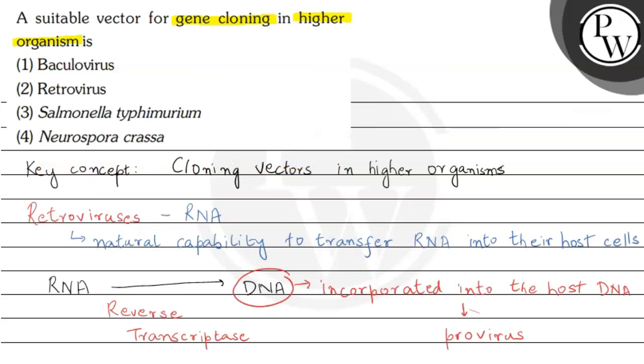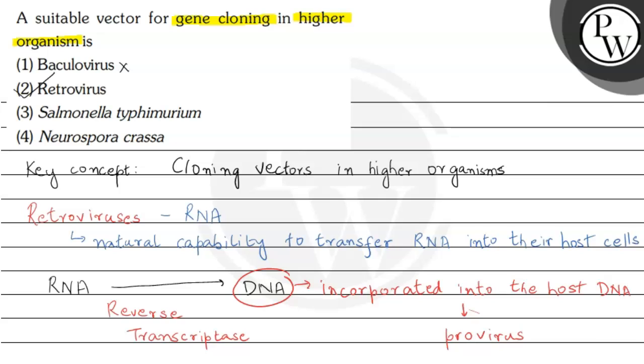So now if we come back to the question, then baculovirus is the first option. So this won't be the answer because baculovirus is not utilized for gene transfer in higher organisms, but instead it is only used in case of silkworms. Then we have retrovirus. So we studied that retroviruses are efficient cloning vectors for higher organisms. So this is our answer.